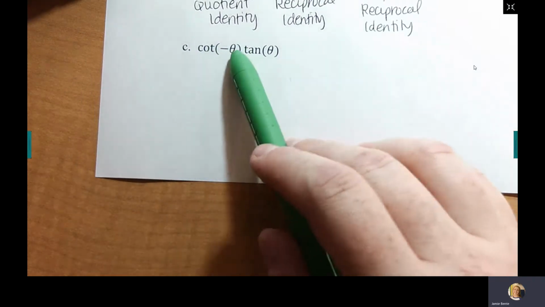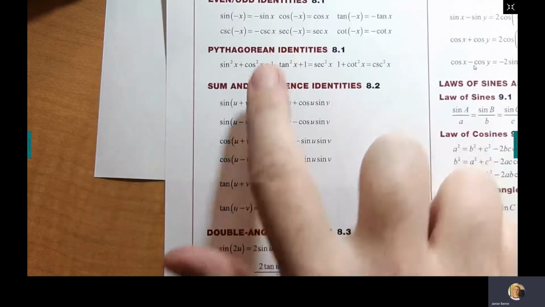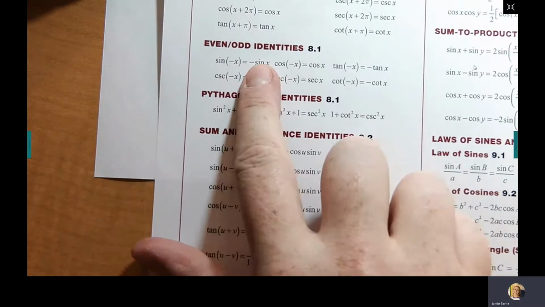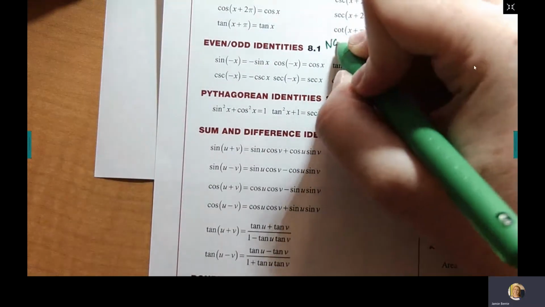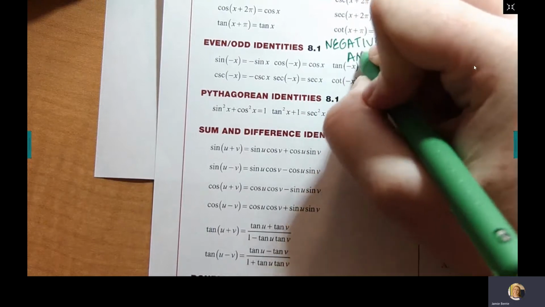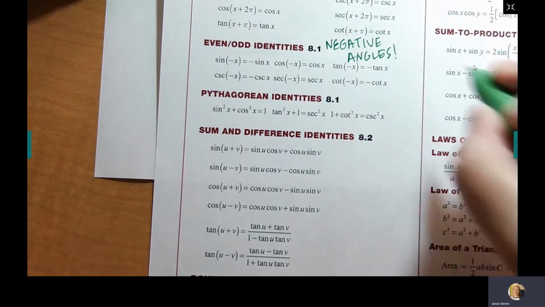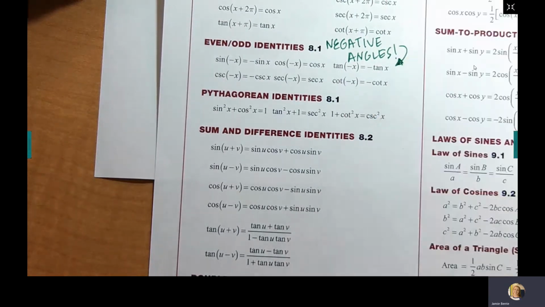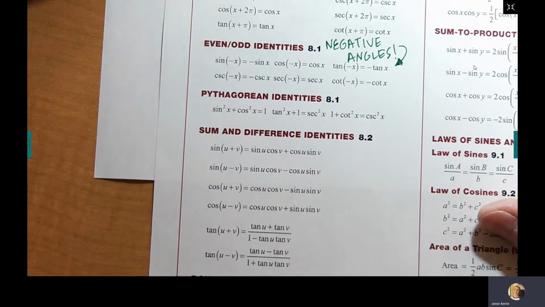We have a negative angle. So anytime you see a negative angle, you're going to immediately know, okay, I'm going to have to use one of these even-odd identities. Where are they? Right here. Make yourself a note maybe here that says negative angles. You never want a negative angle in your final answer. So use those identities for negative angles.